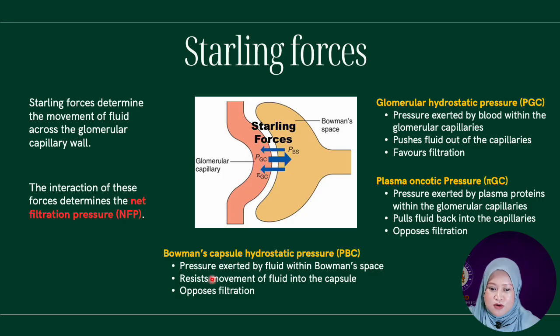The third pressure is Bowman's capsule hydrostatic pressure, or PBS. This is the pressure exerted by the fluid that has already entered Bowman's space. As fluid accumulates here, it creates a backward pressure that resists further movement of fluid into the capsule. So this pressure also opposes filtration. If you simplify it, only one force pushes fluid out and two forces push the fluid back.